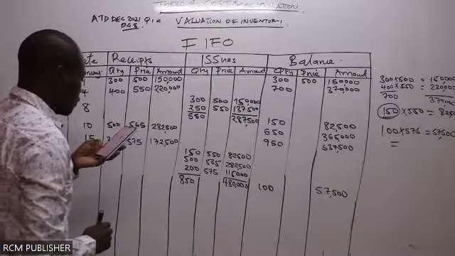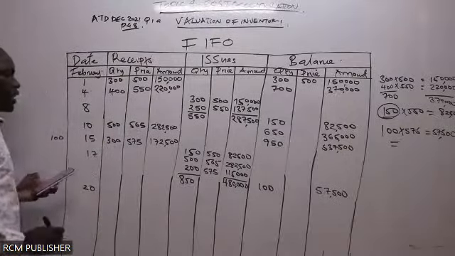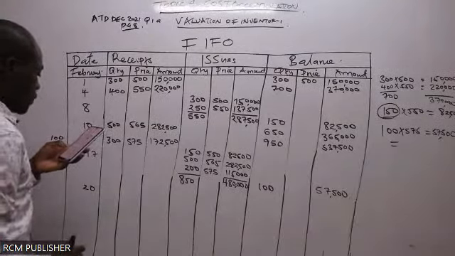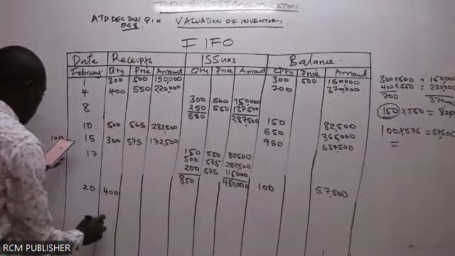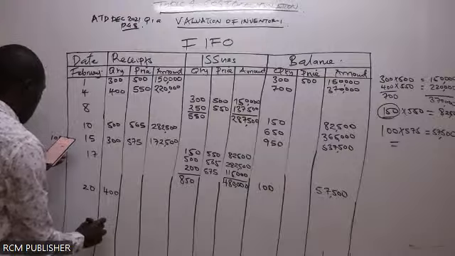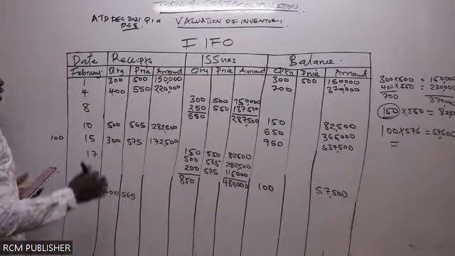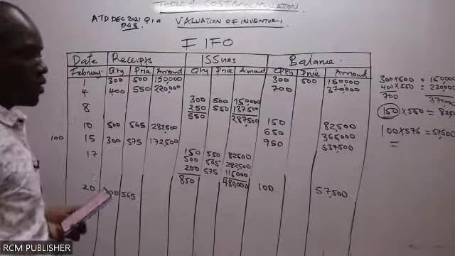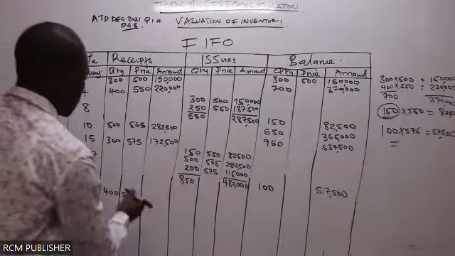From 17th, we should move to 20th. What is happening on 20th? They are receiving 400 units at 565. So when I receive 400 at 565, what is the value? What is the value there? 226,000.